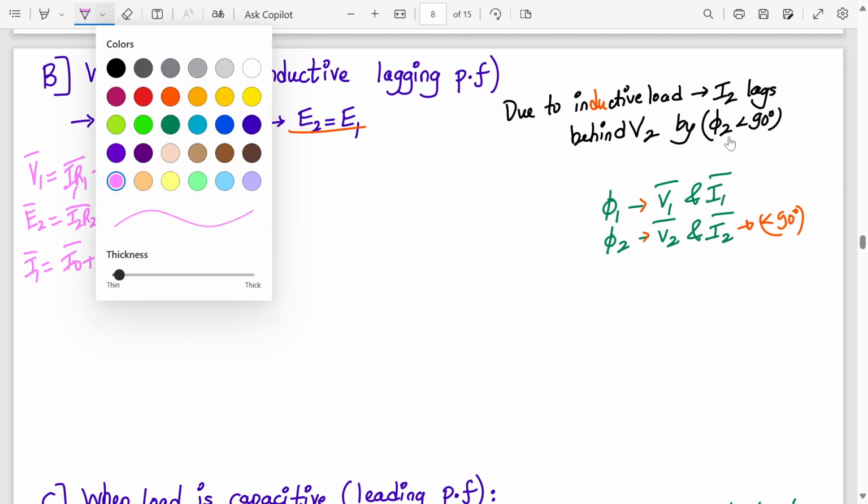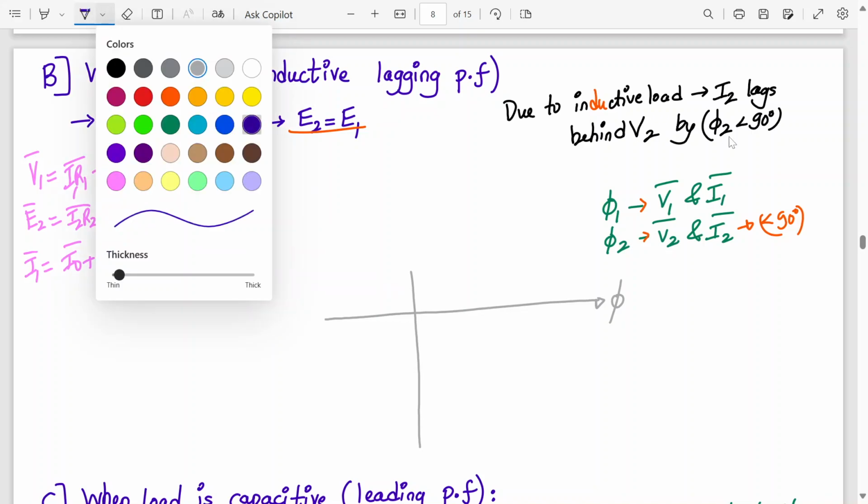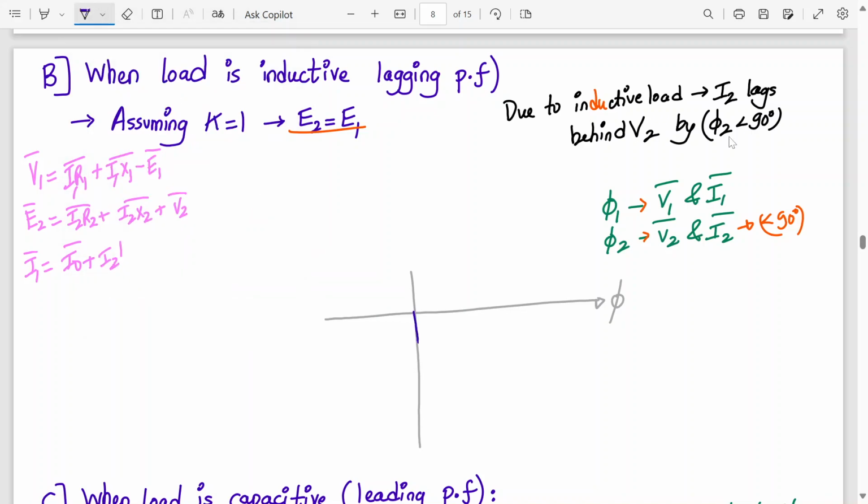With that, let us start, and we will assume that flux phi 1 is leading E1 and E2 by 90 degree. That is the assumption. Okay, this is phi. So E2 and E1 will be over here. Maybe we don't know the magnitude yet, but it will be E1 equal to E2. Here it will come.